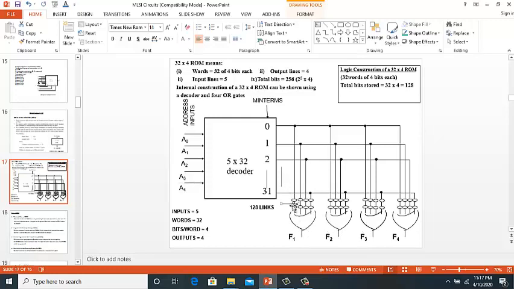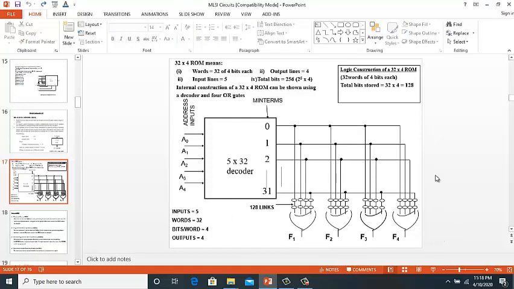So these links are blown, depending on what information we want to store over here. It will depend on the contents of the words which we want to store, and based on that these links will either remain in their place or they are blown. So this is how the ROM is constructed.